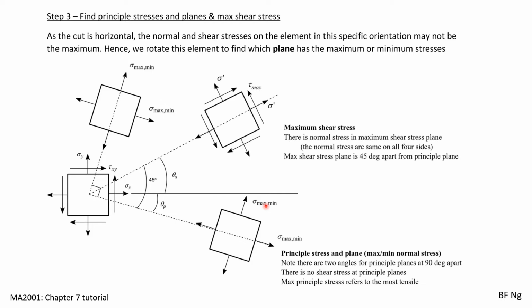There's also an angle of rotation for the elements where shearing stress is maximum. This plane of maximum shearing stress is rotated by theta s and is also 45 degrees apart from the angle of principal plane. There are also two angles for the plane of maximum shearing stress and they are 90 degrees apart. There may or may not be normal stress when we have maximum shearing stress.